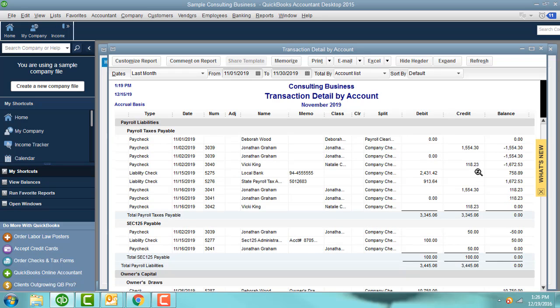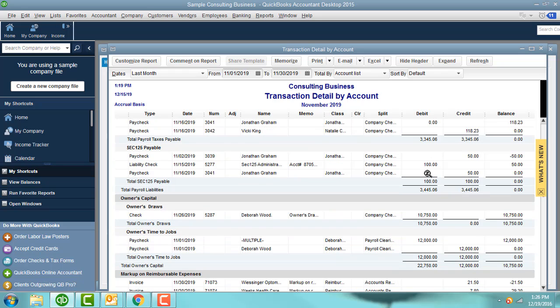Payroll tax deposits. So here's your paychecks that created your liability, and then here was your payment on the 15th that paid the prior month's liability. That's a little bit tricky, because this is November's payroll that you withheld, and then this is the October one that you're paying in November. Because remember, you paid on the 15th.